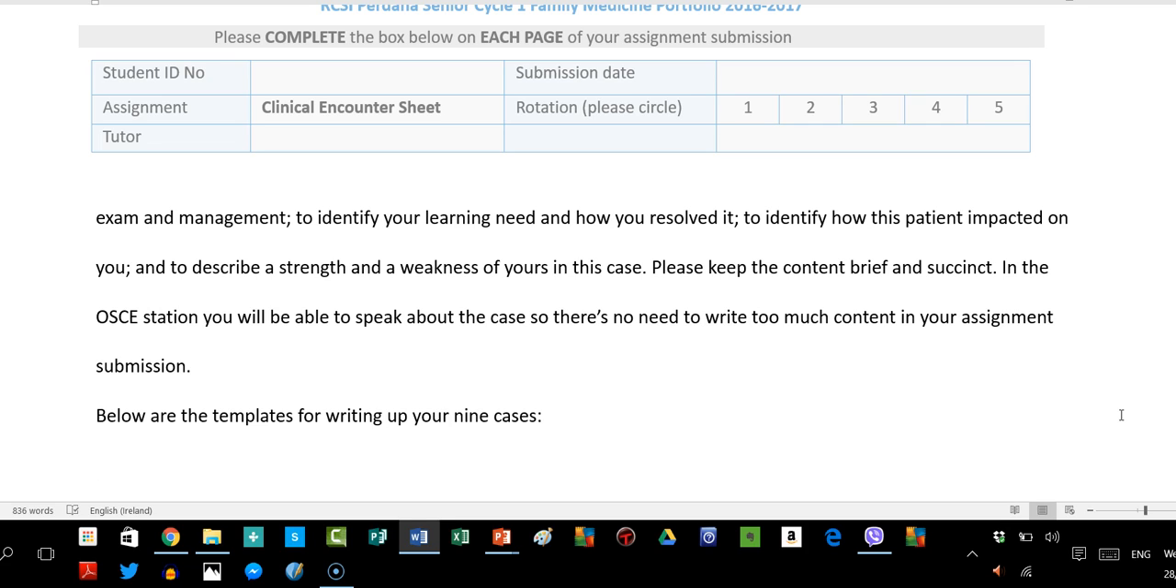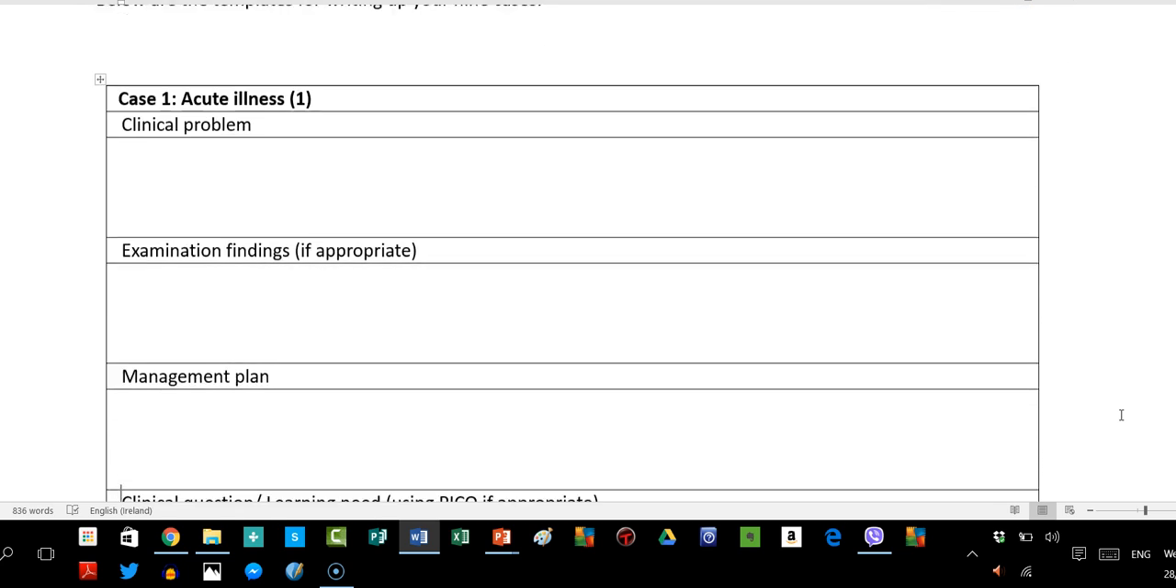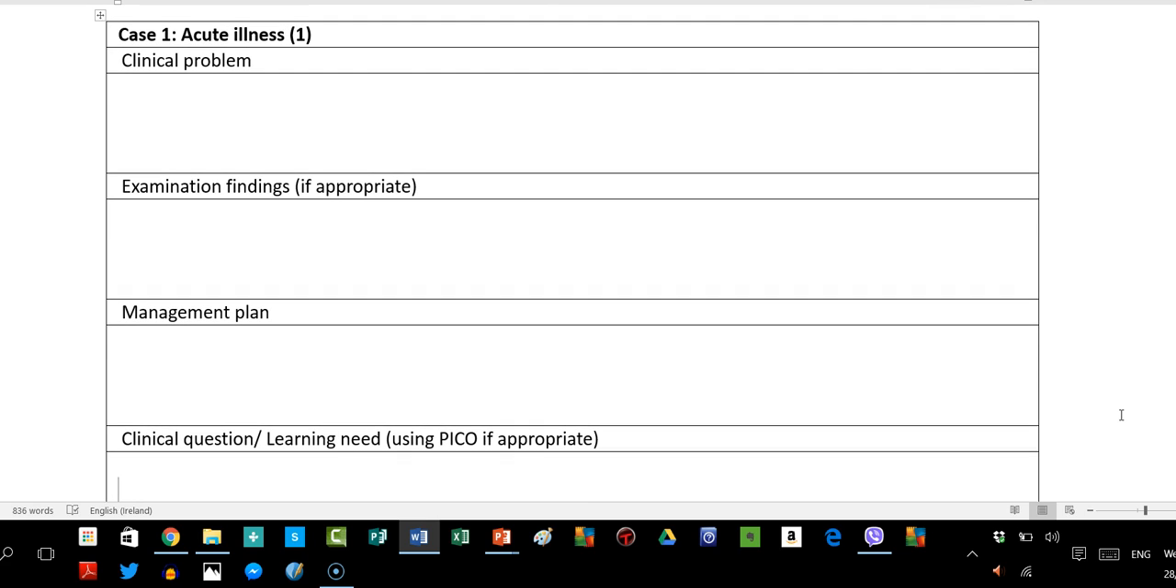The following is the first template, and all the others follow the same pattern. So let's just briefly look at that now. This is the first case of your 2 acute illness cases. So you outline the clinical problem succinctly and briefly, examination findings if this is appropriate to the case. You then outline your management plan, use bullet points only or single phrases so you can expand on that in the OSCE station.